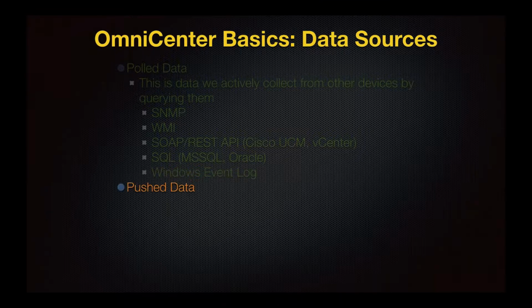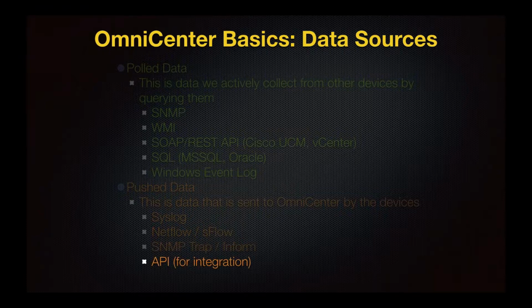The second major data source is push data, and this is data that we get sent to OmniCenter from devices. We don't control the timing of it. These are protocols like syslog, NetFlow, or sFlow, or SNMP traps that are just being pushed into OmniCenter by other systems when they've got something important to tell us and they want us to generate an alarm based on that, or log that information, or process it for an alert.